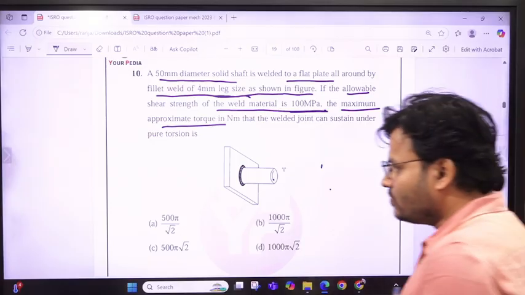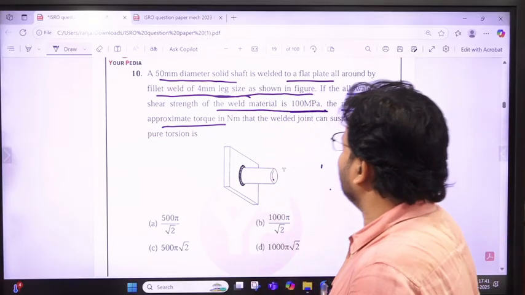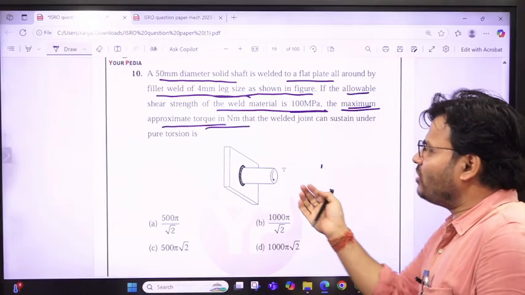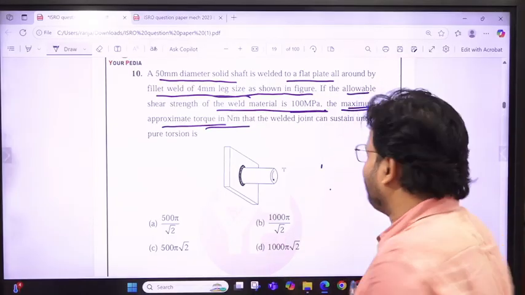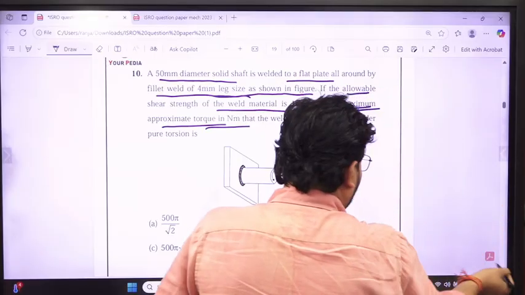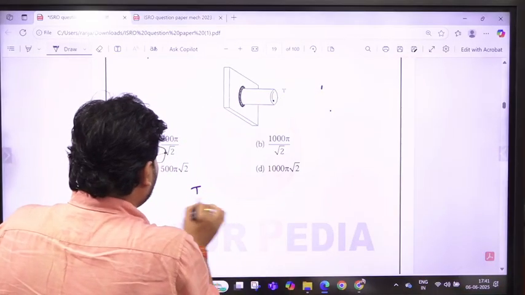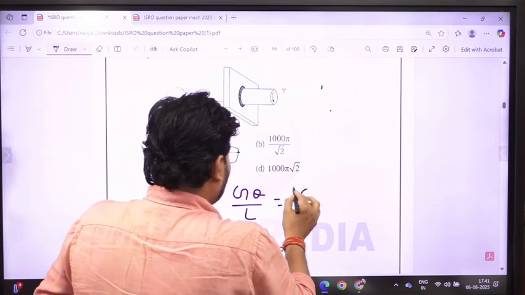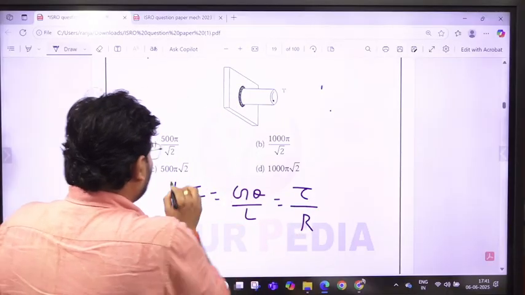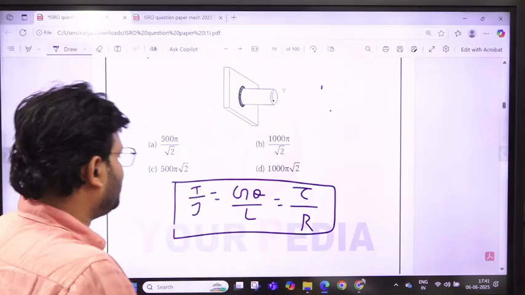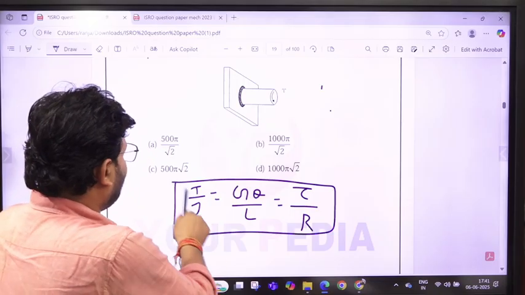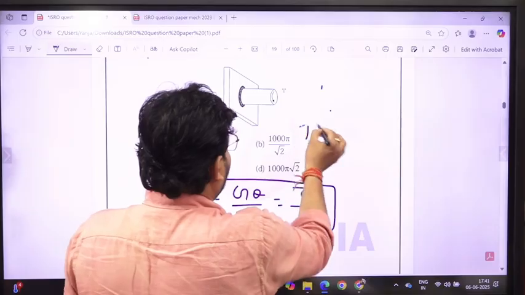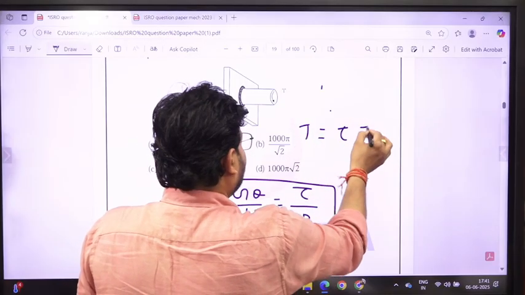Now see, my dear friends, in the question you have to calculate the maximum approximate torque for the welded joint. So what will be the equation? First you have to know the equation of twisting. Simply we can say, I know T by J equals G theta by L equals tau by R, that is the equation of torsion, or you can say the twisting equation. In this question I have to calculate T, tau is known, R is known, so can I say T is equal to tau J upon R?